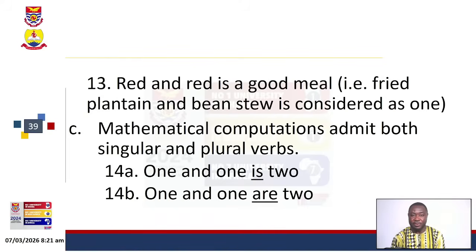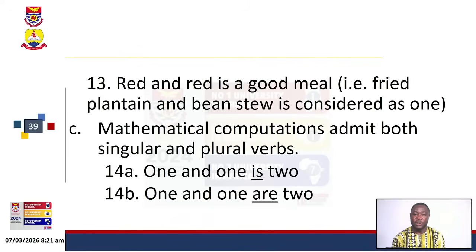Then the third modification happens when we talk about mathematical computations. When we talk about mathematical computations, they admit both the singular and then the plural. Very important to note. When we talk about mathematical computations in which one singular subject is linked to another singular subject, the situation can allow for a singular verb or a plural verb.